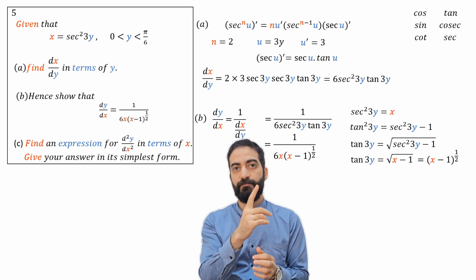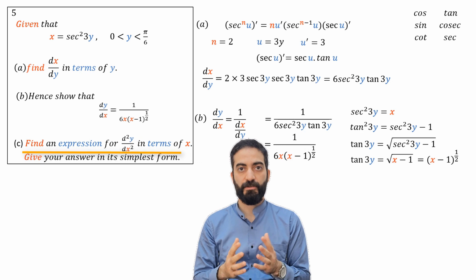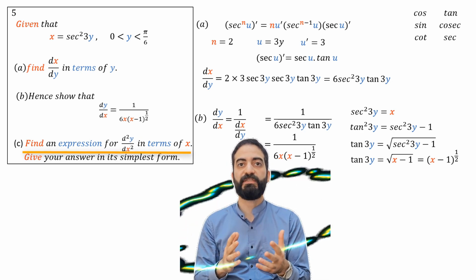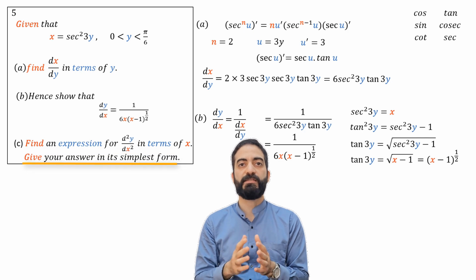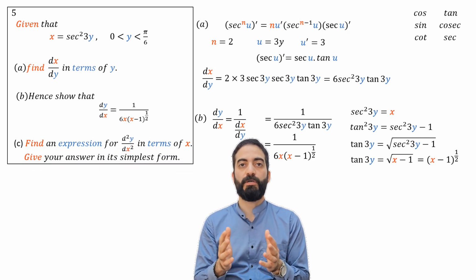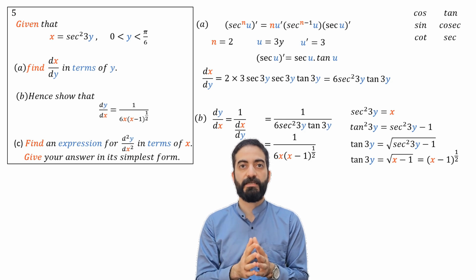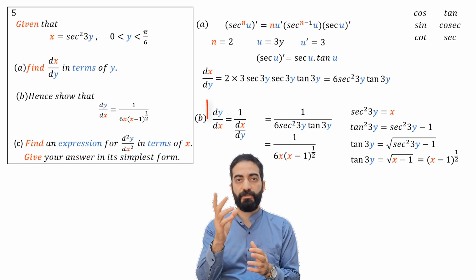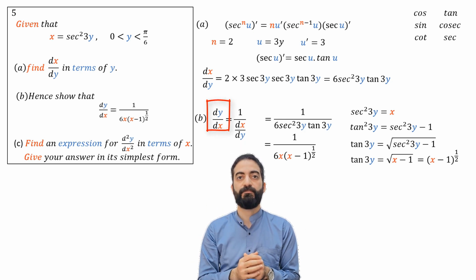We now move to part C. Find an expression for d squared y over dx squared in terms of x. Give your answer in its simplest form. d squared y over dx squared, this means that we must do the derivative again for dy over dx.